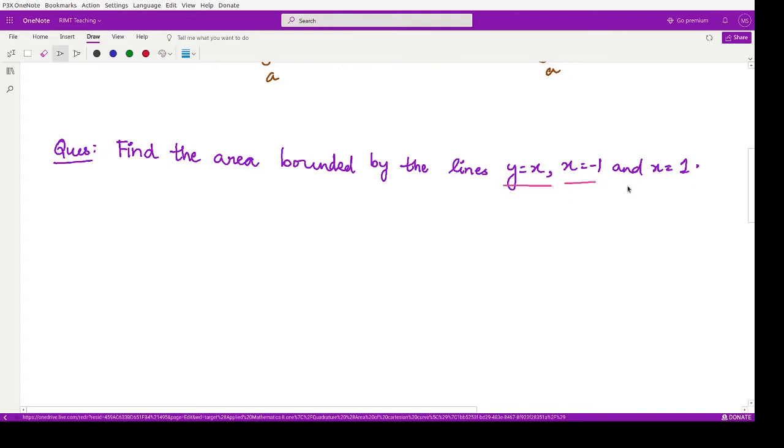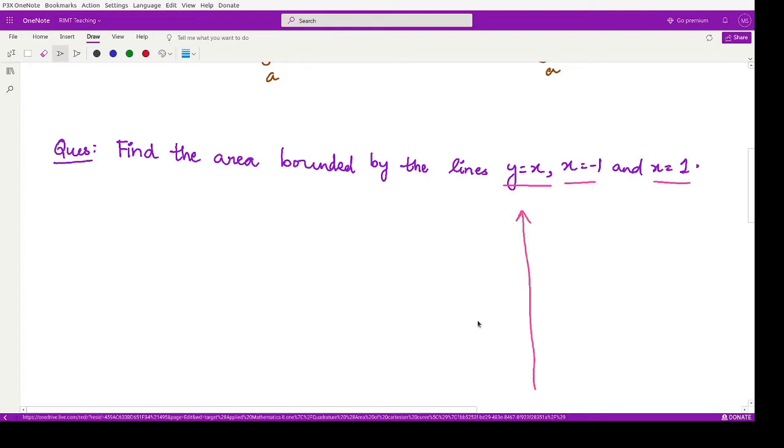Now the question is, find the area which is bounded by the line y is equal to x, x is equal to -1 and x is equal to 1. Can you do that? I assume you can do that. For that, firstly you would have to visualize this particular region. So what is this region?